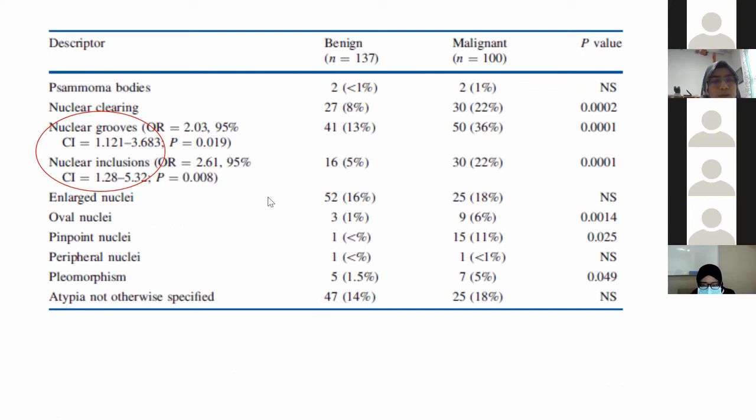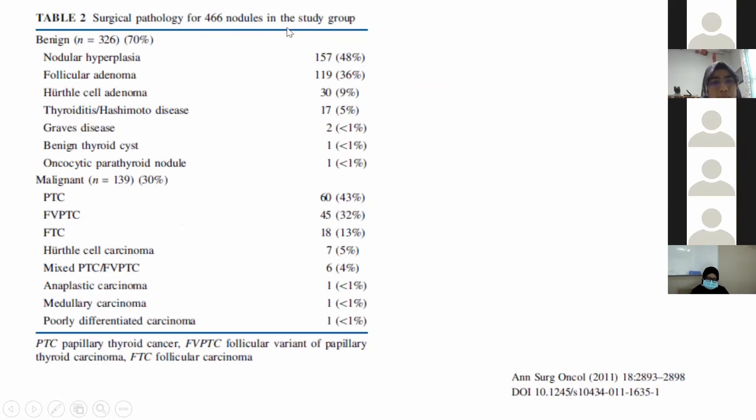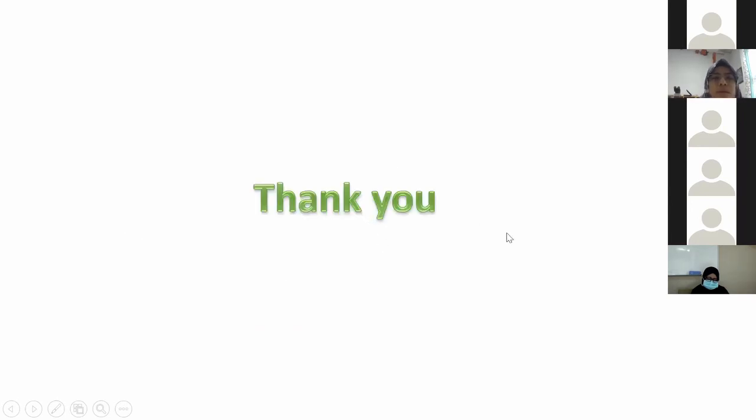Okay, but the rest of the criteria, descriptors like psammoma bodies or nuclear clearing and large oval nuclei, are not really significant. So basically, in their study they identified that the follicular variant of PTC is the second most common. Okay, that's all. Thank you very much.